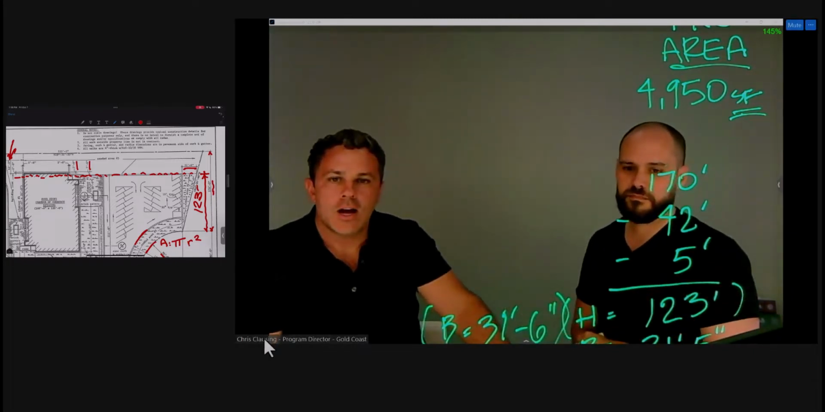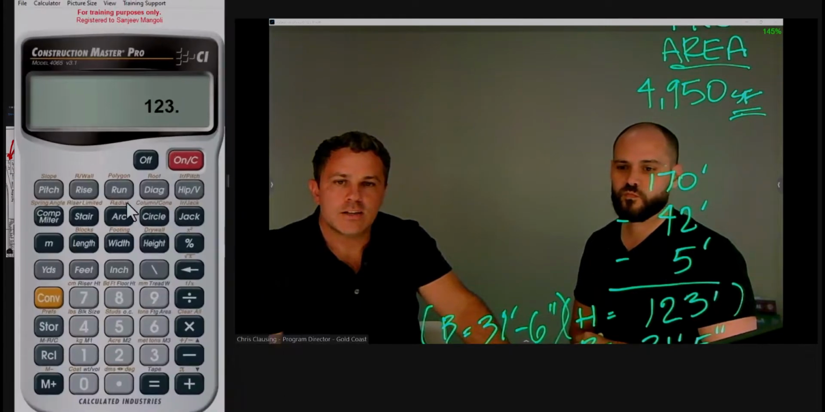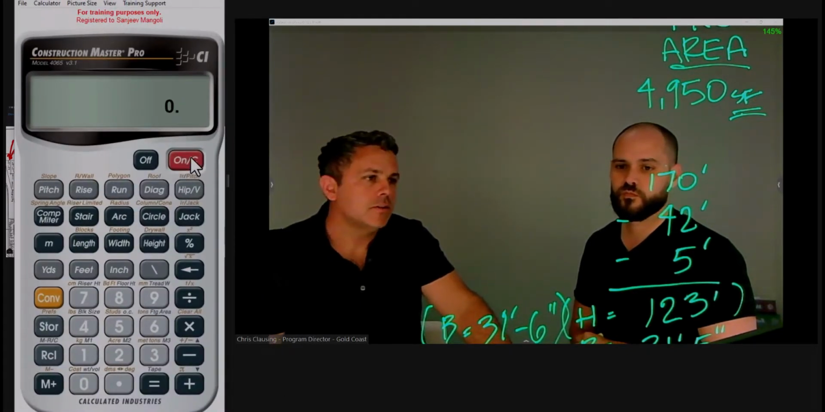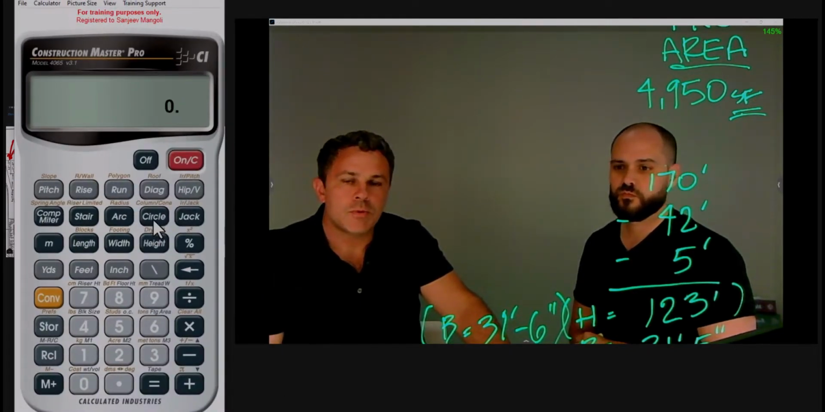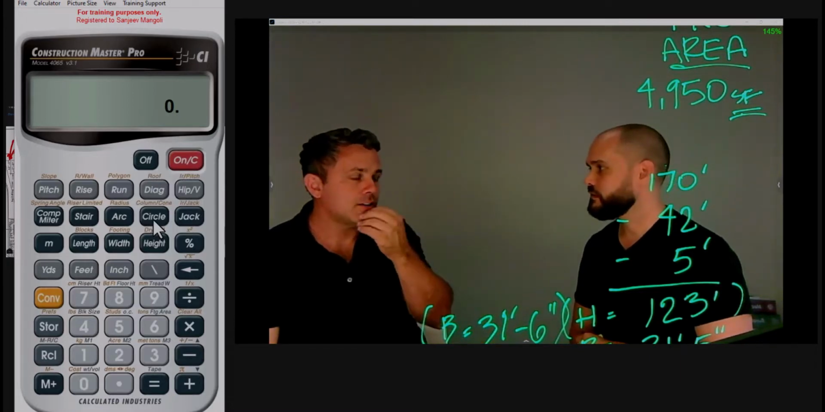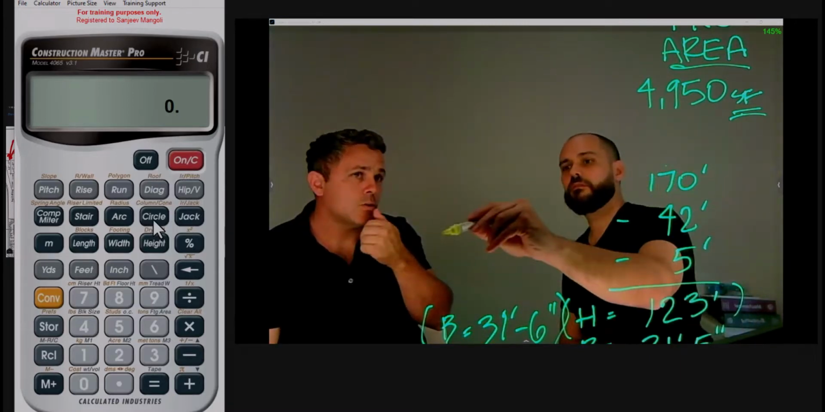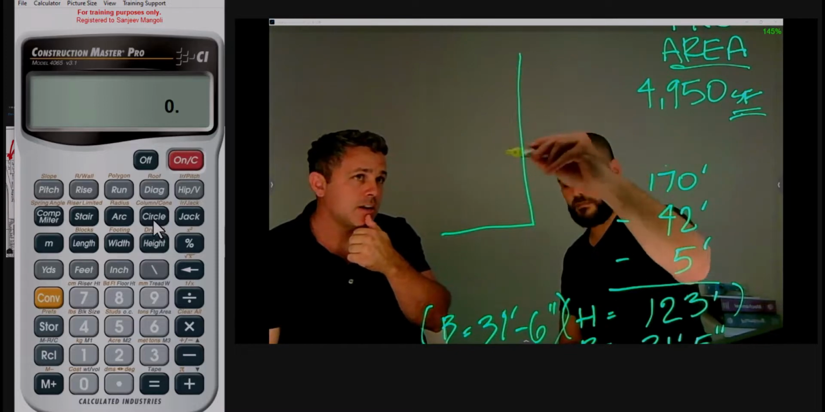Perfect. All right, so now we're going to use the calculator, and we will do our calculation here. So remember, what are we doing? Well, we're trying to calculate the area of that triangle. Right. So area is base times height divided by 2.